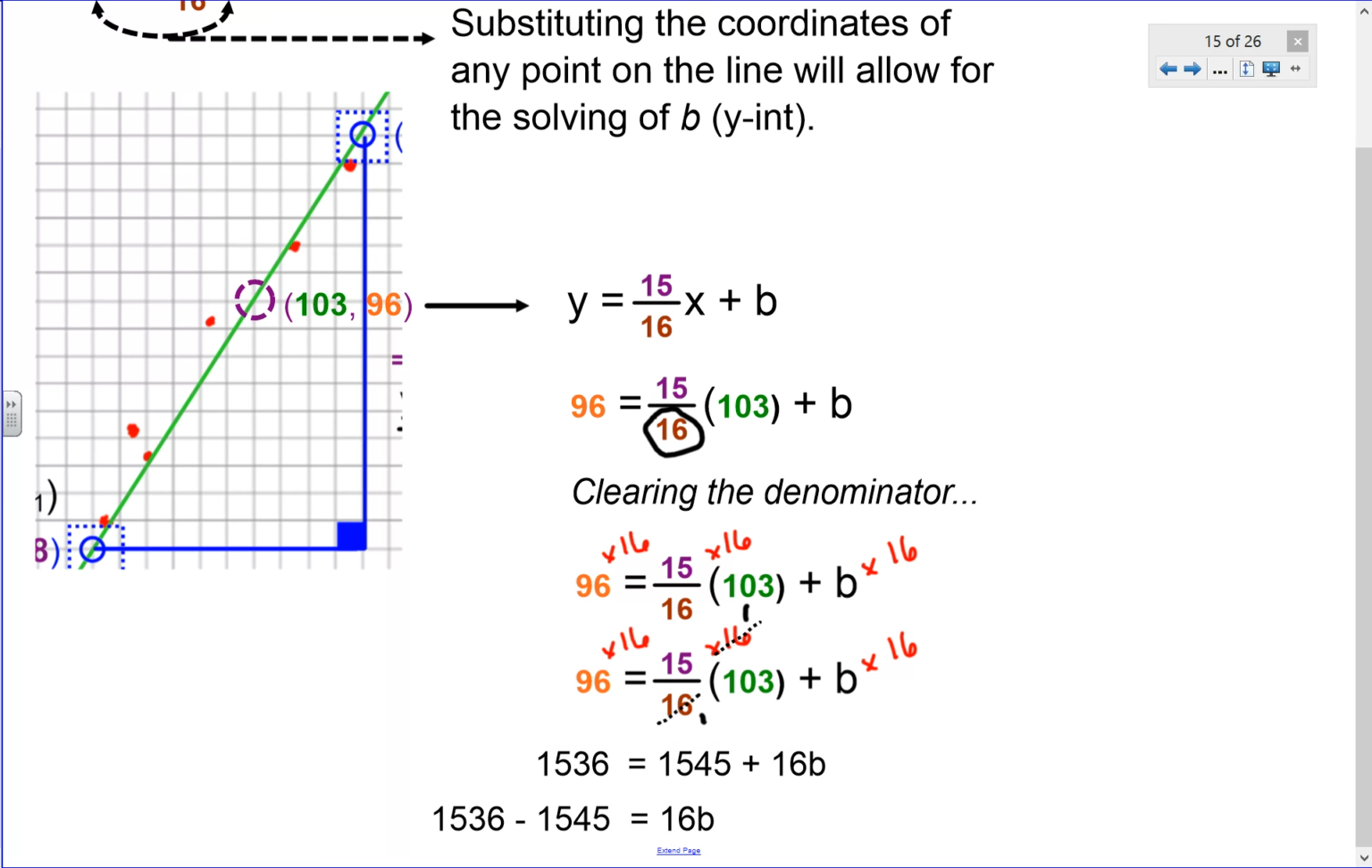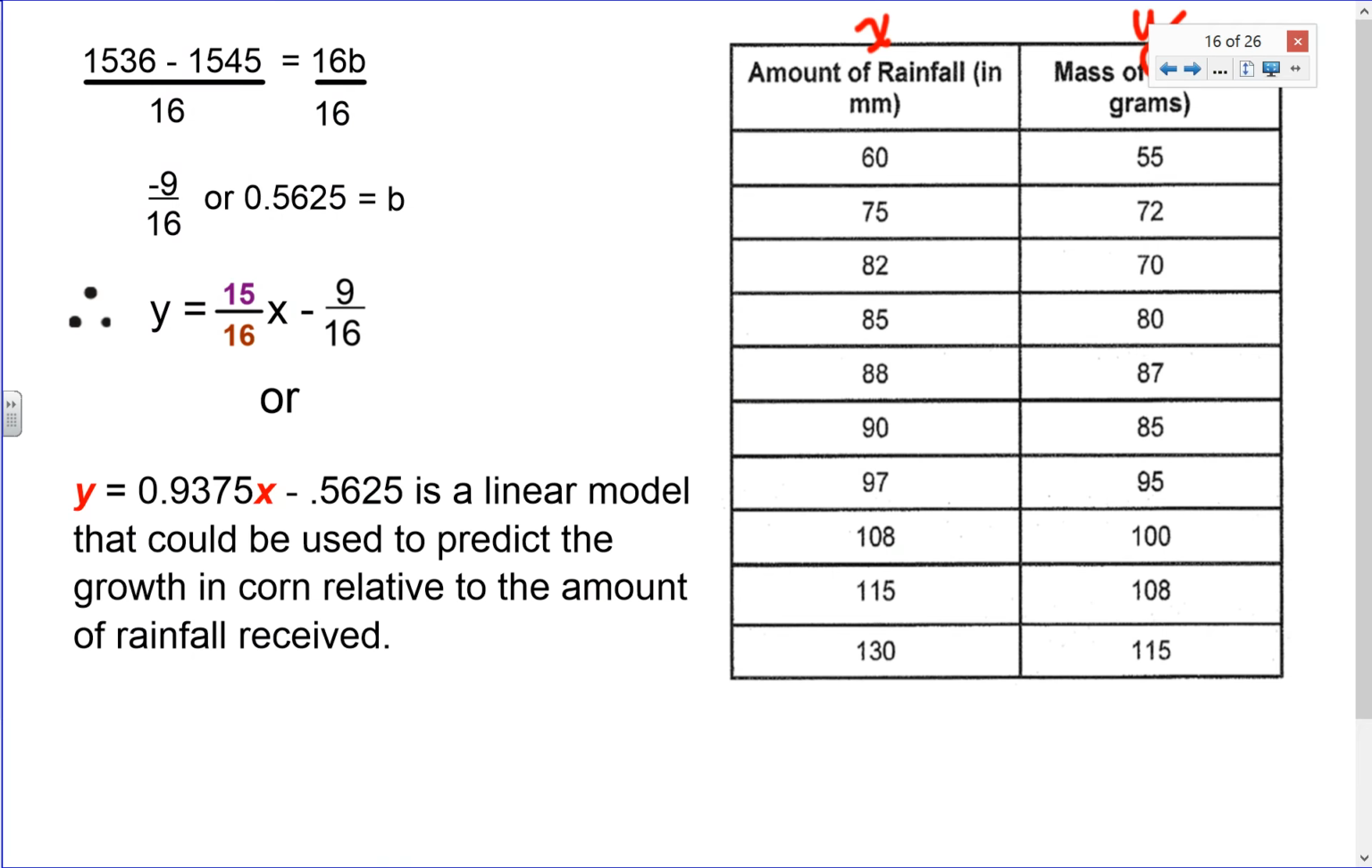So I've done the multiplication, and I've actually started isolating the value for b by moving the 1545 to the left-hand side. Last but not least, let's divide both sides by 16, as you can see being done here in this particular line of the solution. And we end up with a y-intercept, which is just less than 0. So negative 9/16, or as I should be writing here, negative 0.5625. Okay.